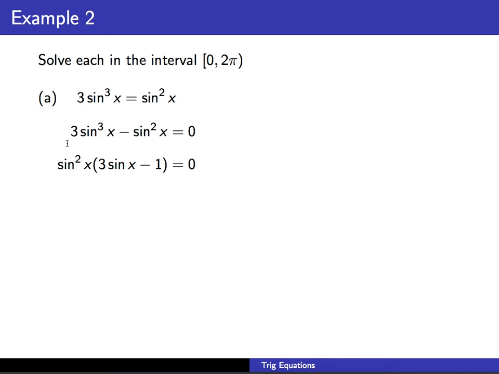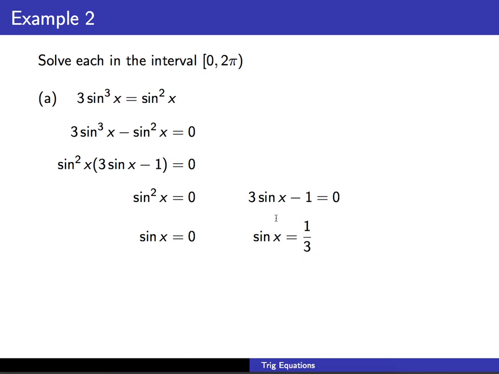Again, it's like having 3y cubed minus y squared equals 0. You could factor out a y squared, but instead of a y squared, it's a sine squared. So from sine squared x times 3 sine x minus 1 equals 0, we can set each one of these factors equal to 0 and solve. So we have sine squared of x equals 0, and 3 sine x minus 1 equals 0. For our first one, square rooting both sides, we get sine of x is 0. For our next one, we add 1 and divide by 3, we get sine of x is a third.